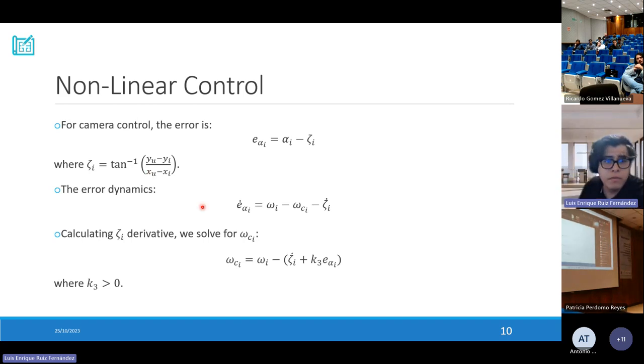So in the same process, for simplicity, we don't expand this Zeta dynamics, but if we solve for omega C, omega C is the control input, the velocity for the camera, we have this. So omega I is the angular velocity of robot I, and K3 is a positive gain. I want to highlight that this algorithm or method is completely decentralized. So each robot is running these controllers to achieve the formation.